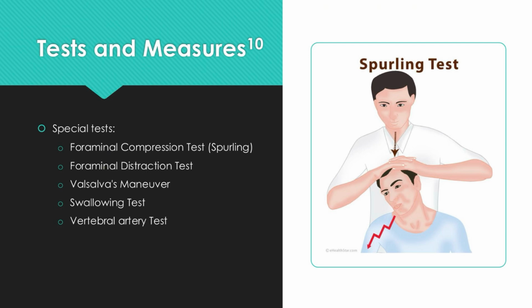As you see in that picture, the patient's head is tilted to one side, and an axial pressure is applied to compress the cervical spine and narrow the intervertebral foramen. If there is radiating pain into the arm on the side where the head is tilted, then that's a positive sign that that nerve root can be compressed.